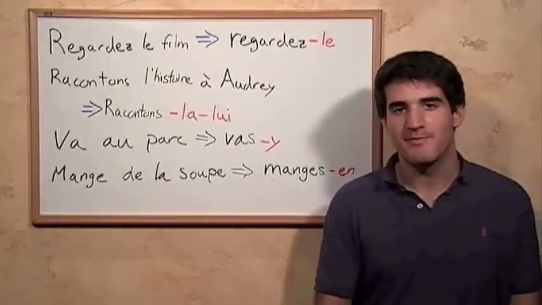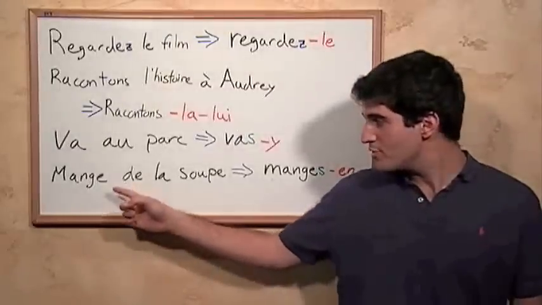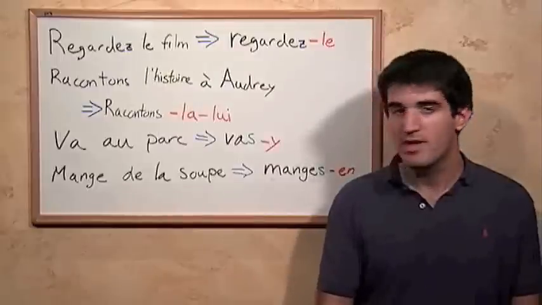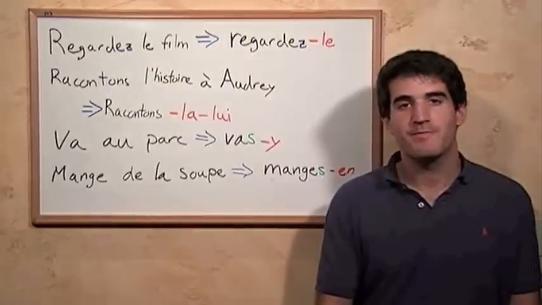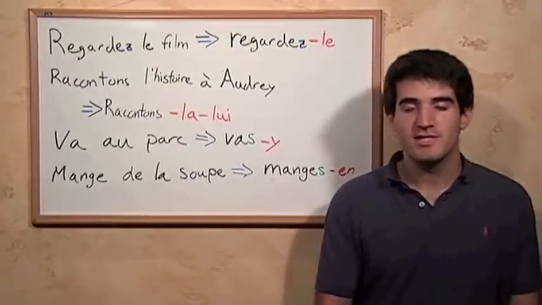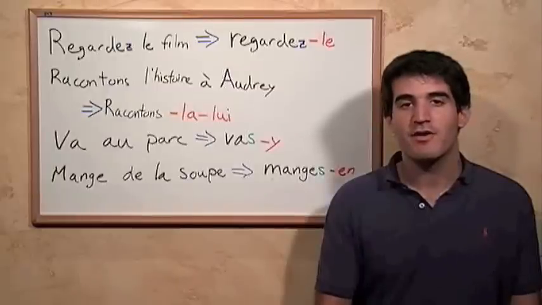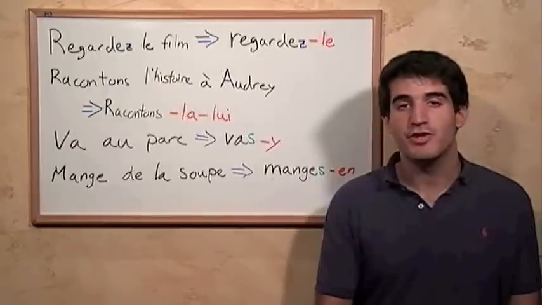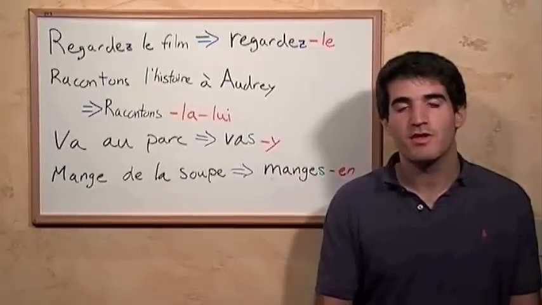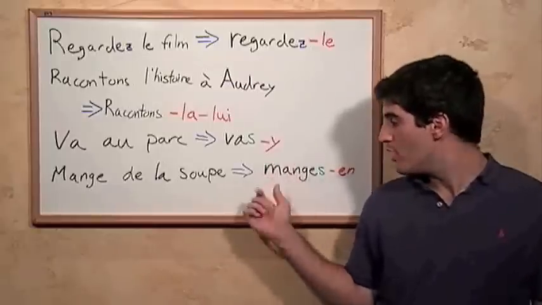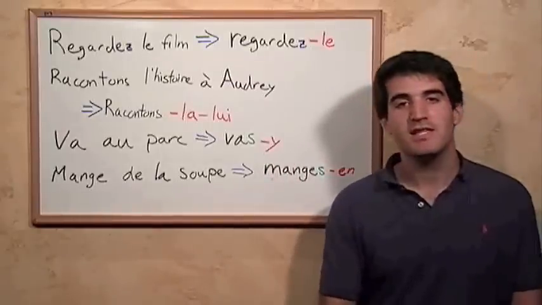Let's look at another example. Mange de la soupe. Eat some soup. Mange de la soupe. In this example, we have a use of the partitive, de la. So to replace that in a pronoun, we use en. So we get, mange-en. Eat some.